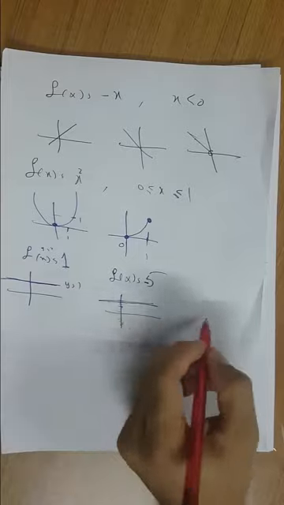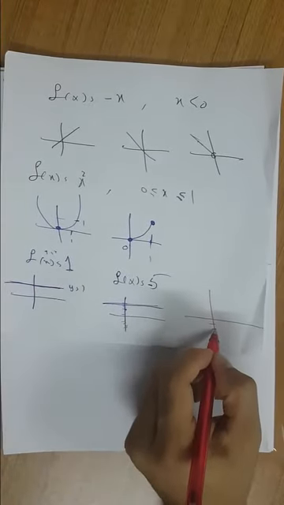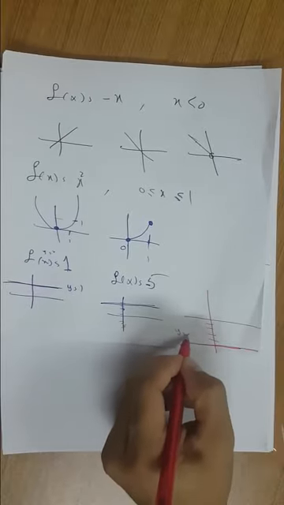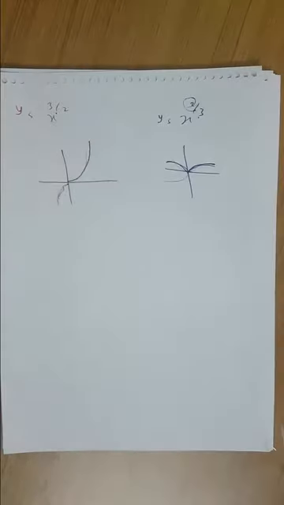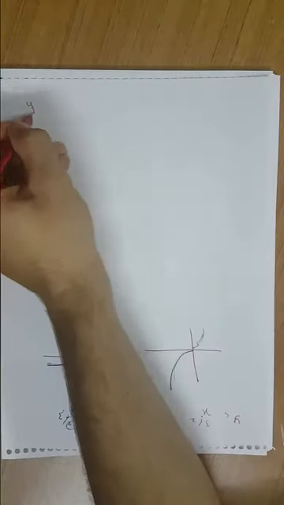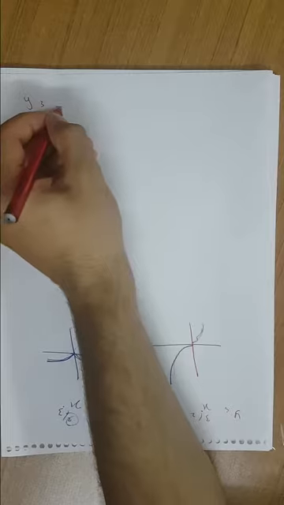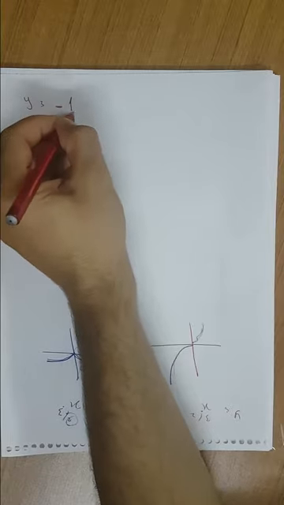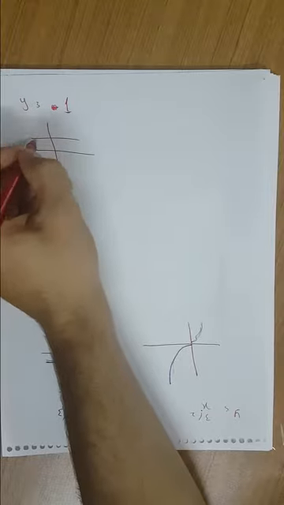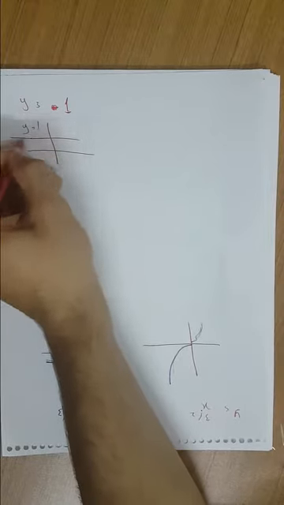1, 2, 3, 4, 5. Minus 1, minus 2, minus 3, minus 4, minus 5. Y is equal to minus 5. So in the third case, we have what? Sorry. In the third case, we have y is equal to 1. In that case, I say this is my function, 1. In general, y is equal to 1.